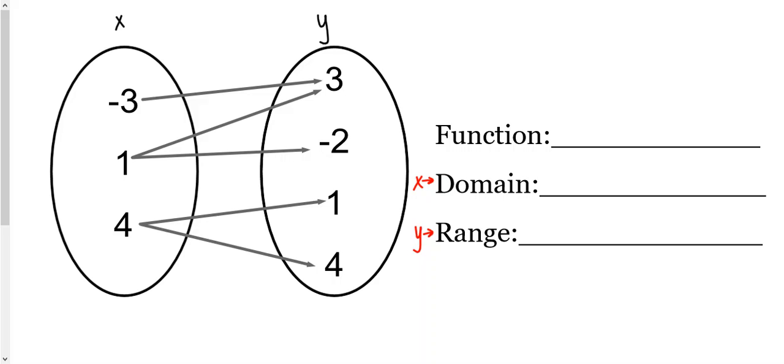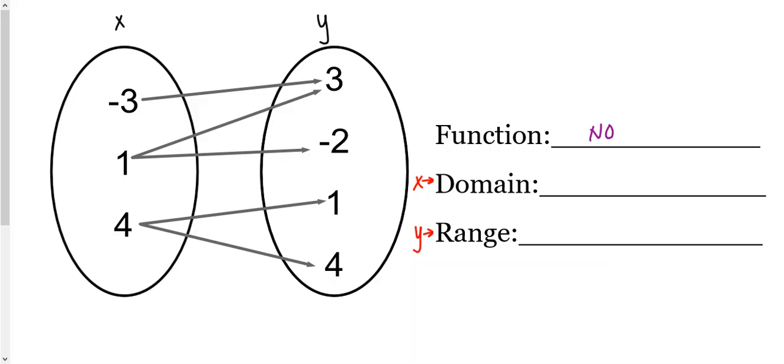So first I'm going to see, is this a function? That means, does the x value repeat? So if the x value repeats, it is not a function. And that's how we can tell when we have a list of numbers. So let's look at our x values. I have -3, 1, and 4. -3 has 1 arrow, 1 has 2 arrows, and 4 has 2 arrows. So that means 1 and 4 both repeat. So since I have repeating x values, we would say no, this is not a function.